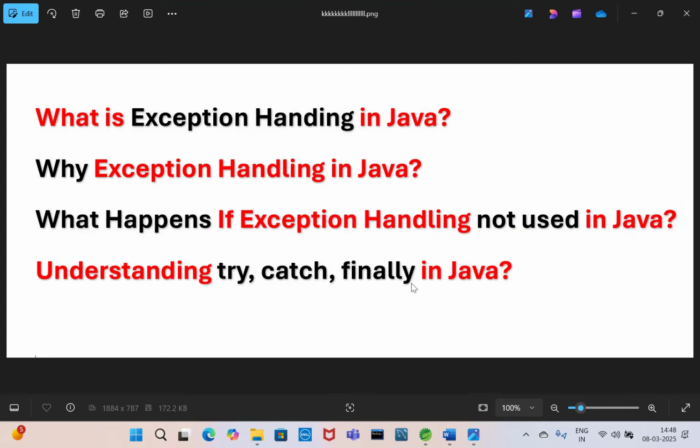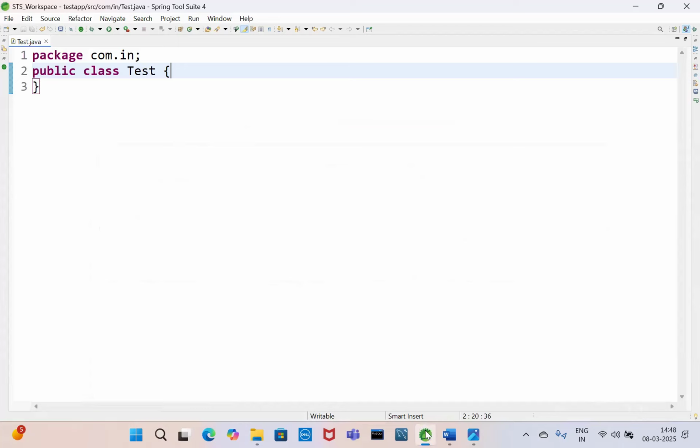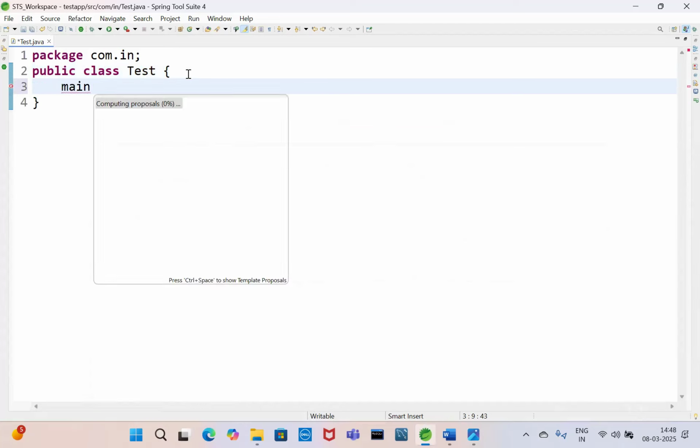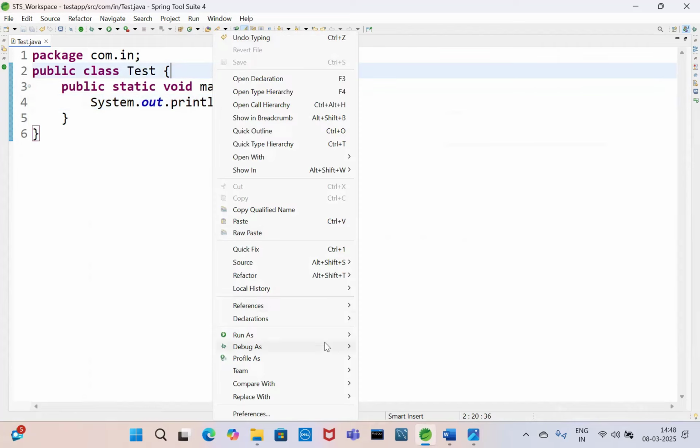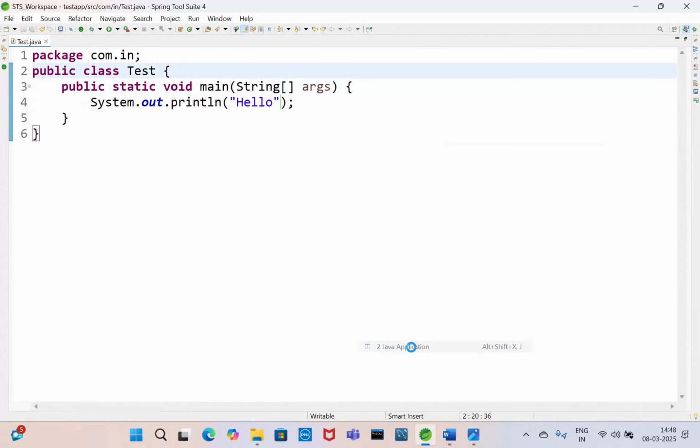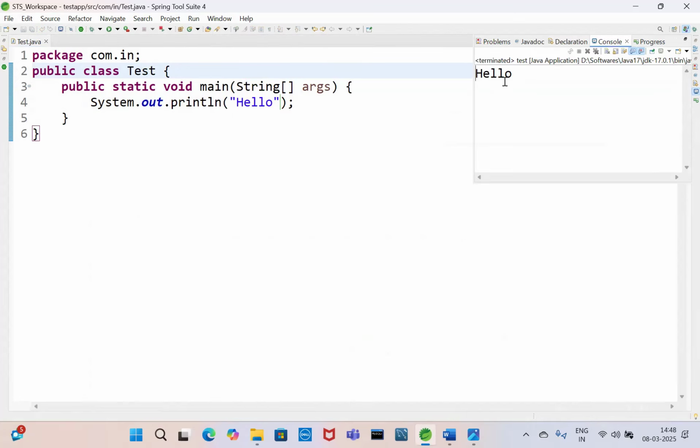So first we will develop some piece of code. Let's understand first, what is exception handling in Java? So this is the class. Let's add the main method. System.out.println, I am printing some message. Suppose hello. Control S. Let's run this class. Run as Java application. So it is working fine.